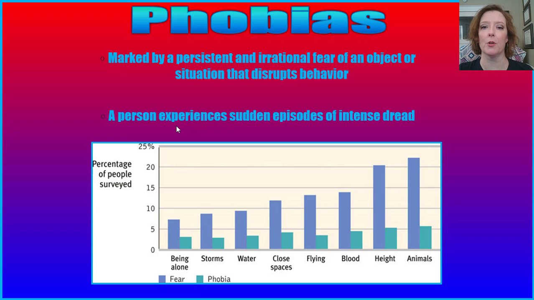Phobias are characterized by a persistent and irrational fear of an object or a situation that disrupts behavior. So the fear is one thing, but the behavior is disrupted, so it's causing some type of a behavioral change in the person. And the person can experience sudden episodes of intense dread related to specific things. So on your screen, you see some examples of different specific phobias that people experience, like being alone, storms, water, close spaces, flying, blood, heights, and animals.